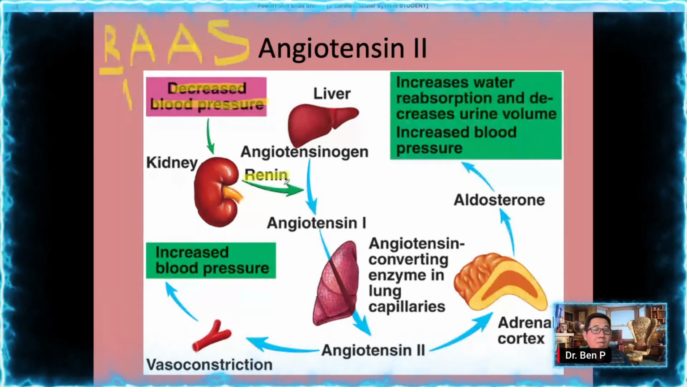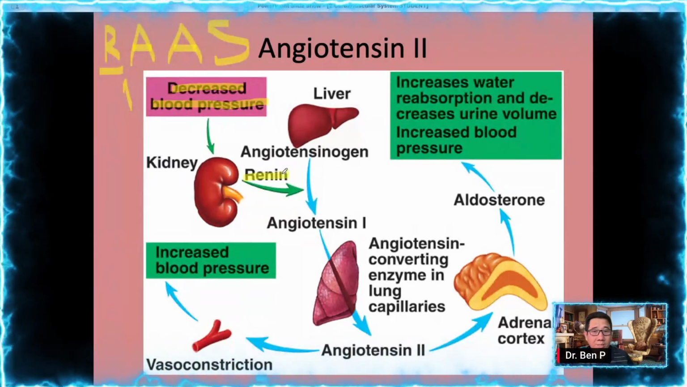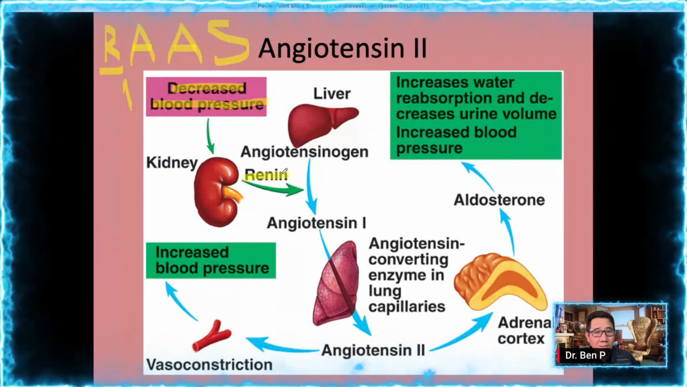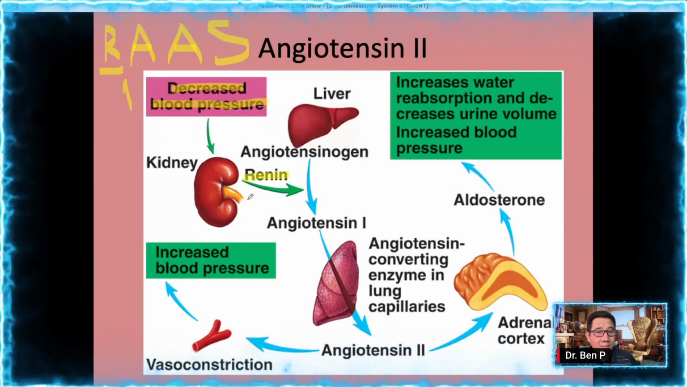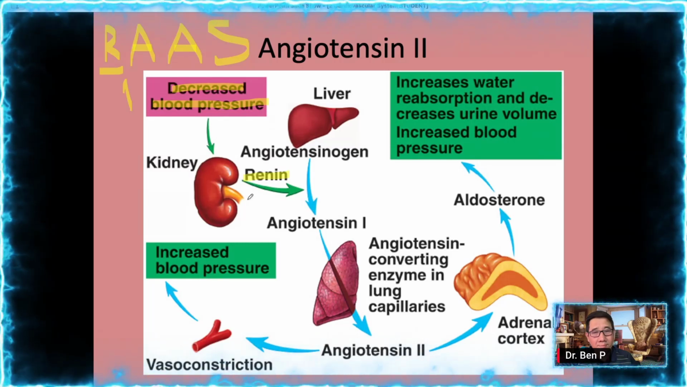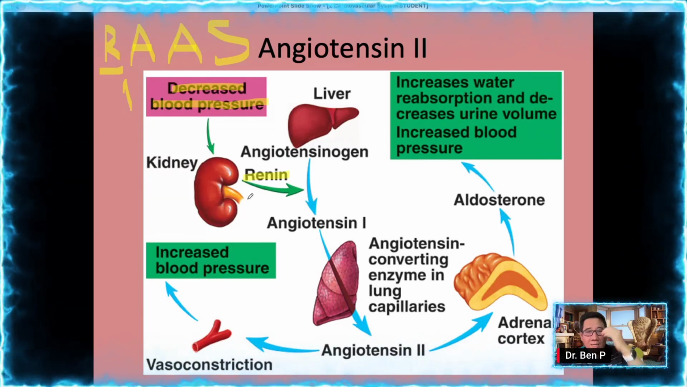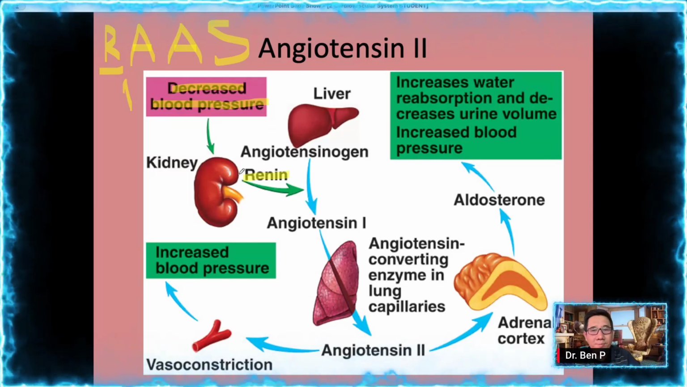So a question could be: which organ releases the hormone renin? It's the kidney. Your kidney releases the hormone renin. Okay, so kidney releases renin.